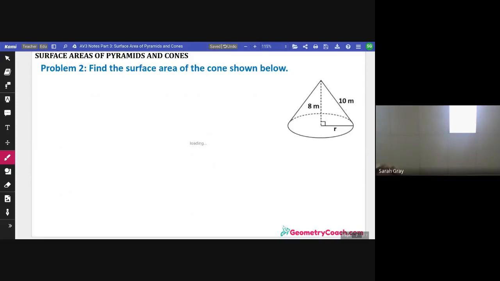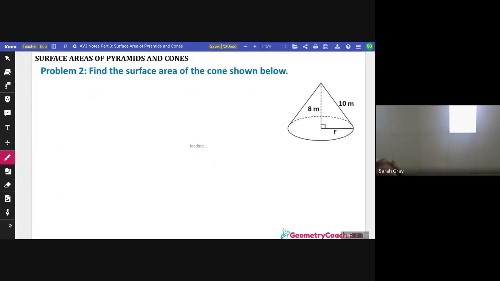All right, let's do an example here. Lateral area, 1/2 times perimeter times slant height. But in a circle, perimeter is circumference. Circumference is 2 pi times the radius, or pi times diameter, times the slant height. So we need an R and an L. I don't know the R, but I need it. So what can I do to find it?